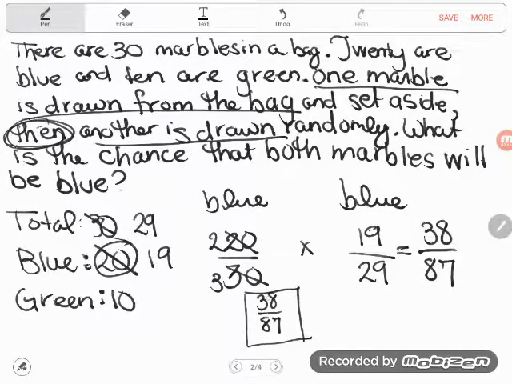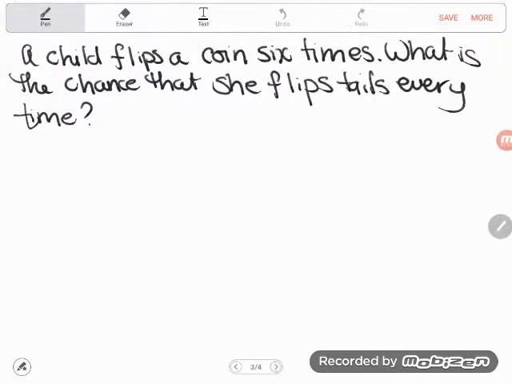And again, if you wanted a decimal version or a percent version, you would just divide it through, 38 divided by 87. You probably wouldn't have that ugly of division on the GED. So I'm not going to worry about it, at least not without a calculator. Let's move on. Next one. A child flips a coin 6 times. What is the chance that she flips tails every time?